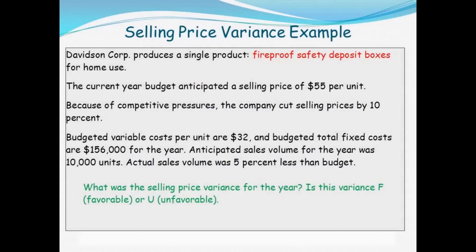Try to do this problem. Davidson produces a single product, safe deposit boxes. They expected to sell it at $55 per unit. They were forced to cut the selling price by 10%.